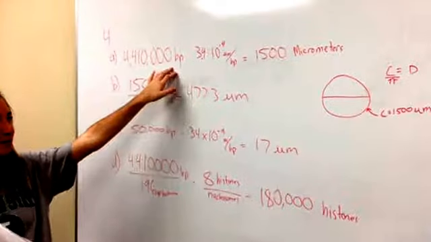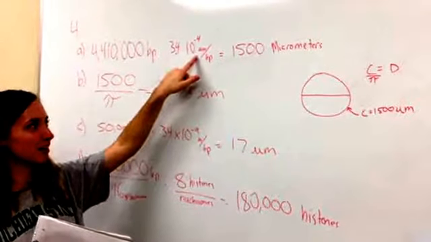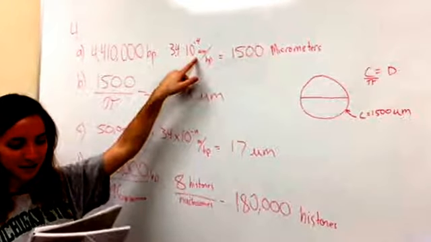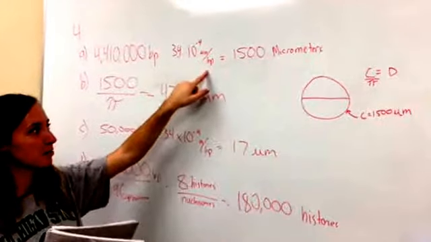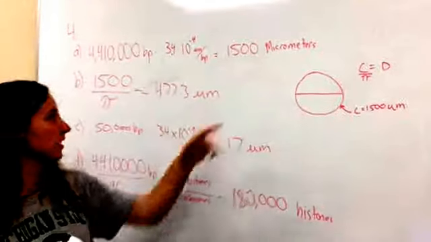Okay, so in number 4, you have a single circular chromosome, and this is how long it is for the base pairs. And so you know that you have 3.4 times 10 to the negative 4th micrometers per base pair. And so when you multiply those together, you get 1,500 micrometers.